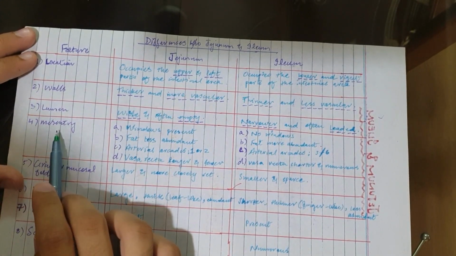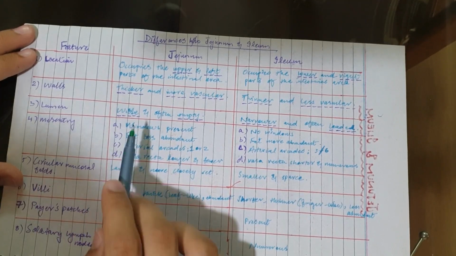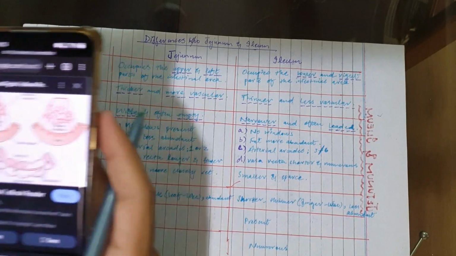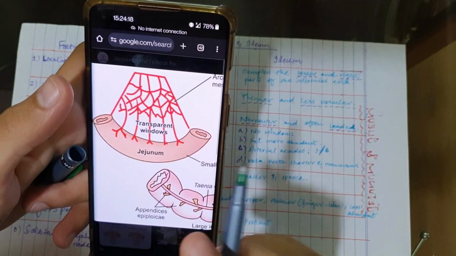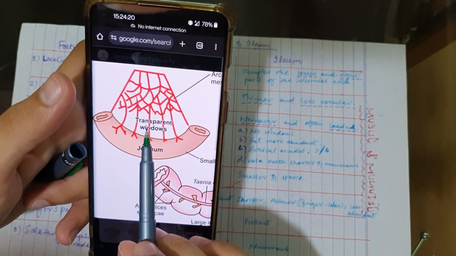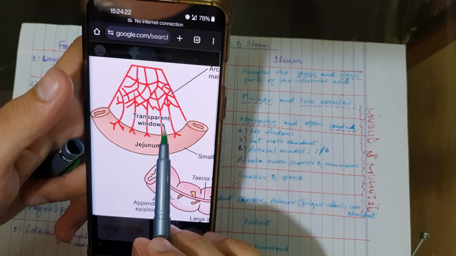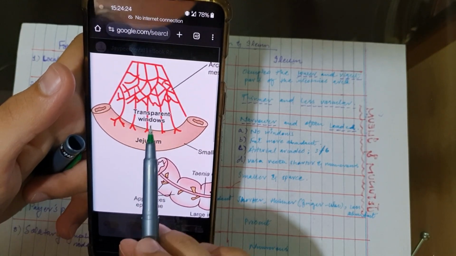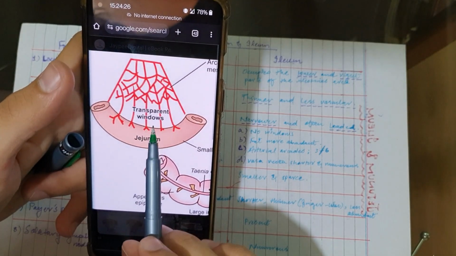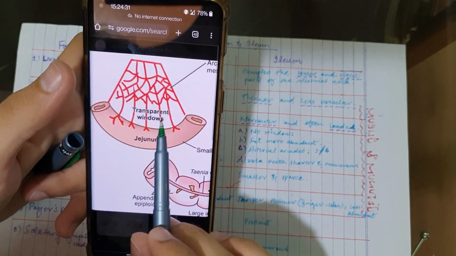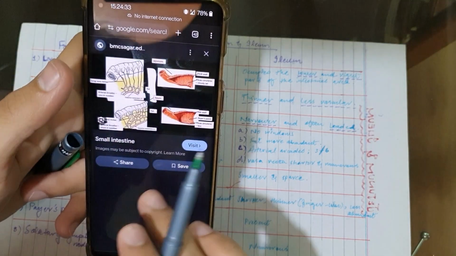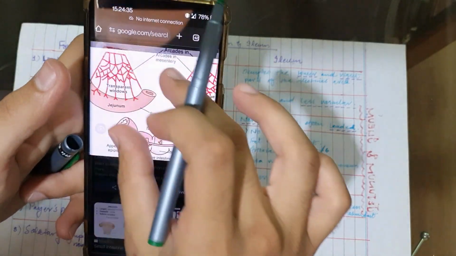Now talking about the mesentery, in the mesentery we have 4 points. There are windows present. I can show you the windows in the diagram. Basically, the spaces between the two branches of the superior mesenteric arteries are called the windows. So there are several windows as we can see in the diagram.